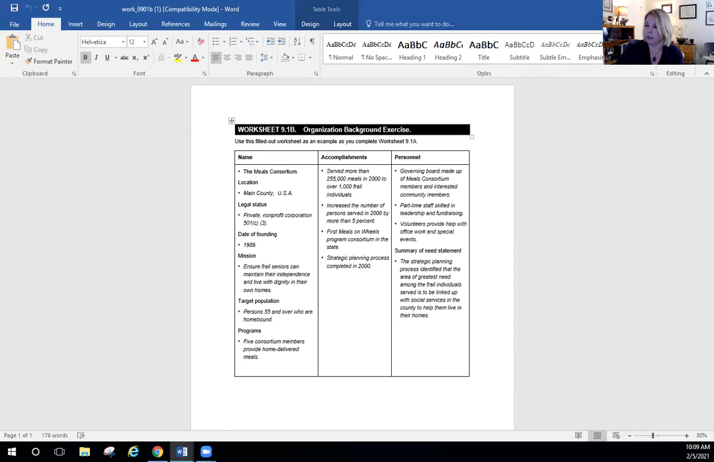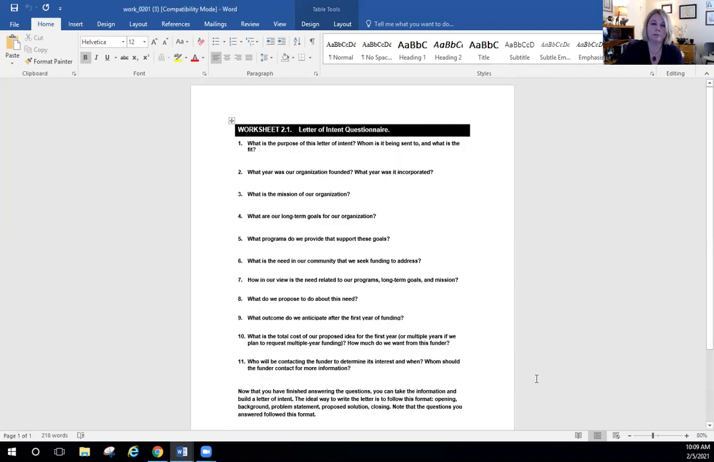The next worksheet that you're going to be working on is going to be a letter of intent. Most organizations and foundations and funders are going to require a letter of intent, especially if you've never worked with them before and they're unaware of your organization. This is a way for you to share about the project that you're interested in doing, share about the need that needs to be met, and your organization as well.